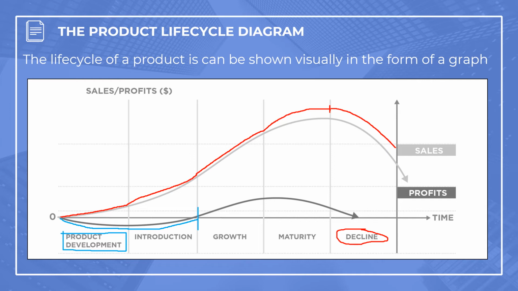Now, our profits, as soon as they start to go down, you will see that they start to follow the same kind of pattern. So as there is a little bit of a decrease in sales around this mark, we see the profits start to go down as well.